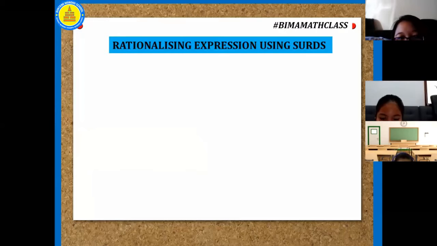Now we go to rationalizing expression using surds. Okay? Merasionalkan ekspresi yang mengandung surd, yang menggunakan surd. What does it mean merasionalkan? Anybody? I give 2 points if you can answer this. What does it mean rationalizing?